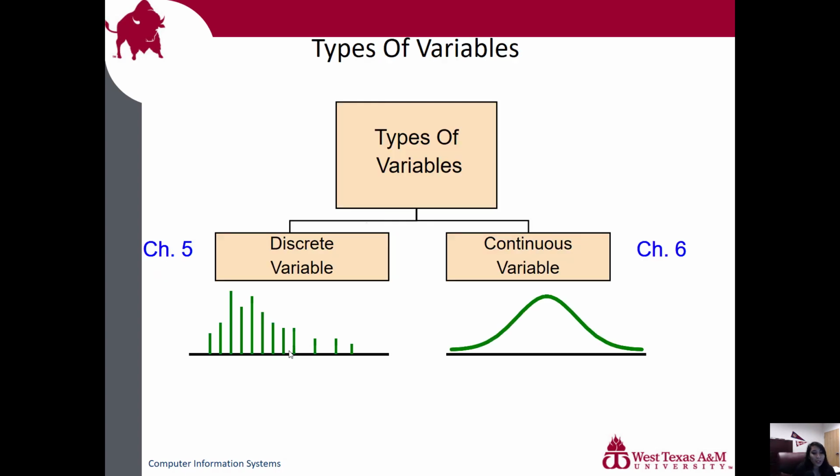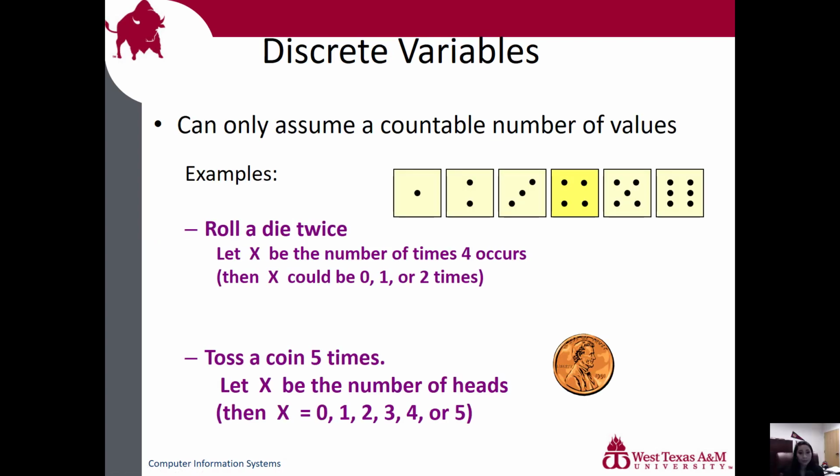So for these probability distributions, we'll just be looking at discrete variables. So that's Chapter 5. And then Chapter 6, we'll be looking at continuous variables. But for now, for Chapter 5, we'll be looking just at discrete variables. Again, discrete variables can only assume a countable number of values. So for example, if you roll a die twice, you can either get a 1, a 2, a 3, a 4, a 5, or a 6.